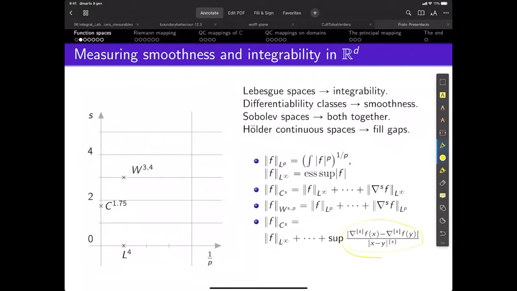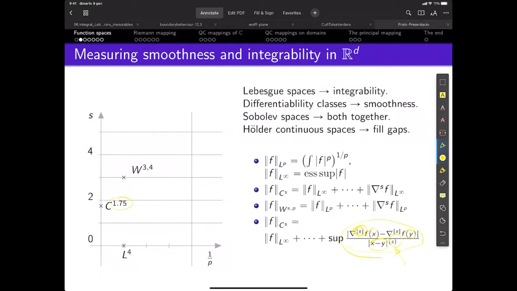So we take the last available derivative, this is the integer part of S, of the smoothness. So for instance, in C1.75, this would be 1. We take the first derivative of f, and we take the difference between two points and divide by the distance between the two points raised to power s. And this is the fractional part, 0.75 would be here. This is the Hölder scale.